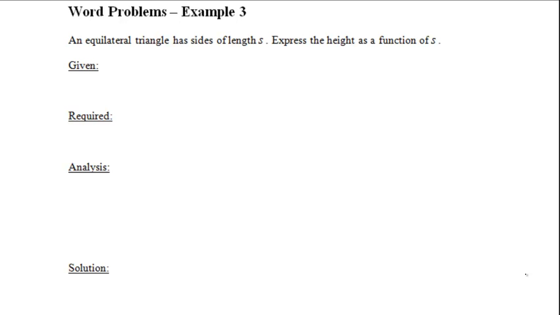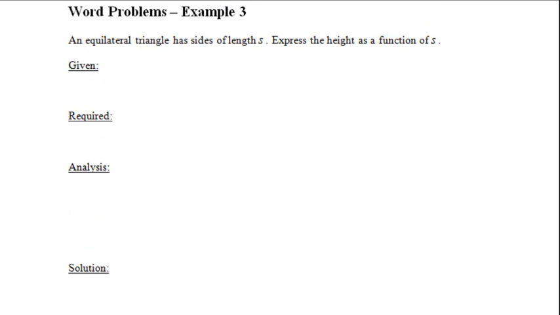So this is another example of how to solve a word problem. Once again, we're going to use GRASS, which is given, required, analysis, solution, and statement. So the question is, an equilateral triangle has sides of length s. Express the height as a function of s.